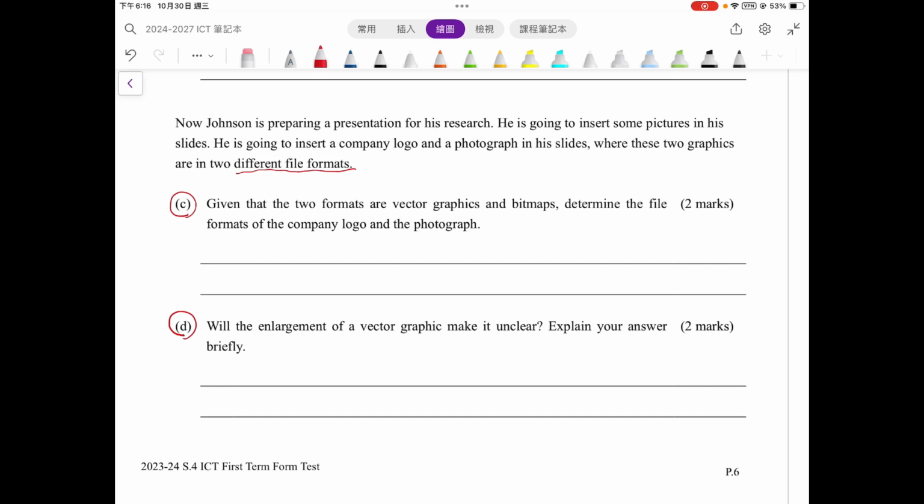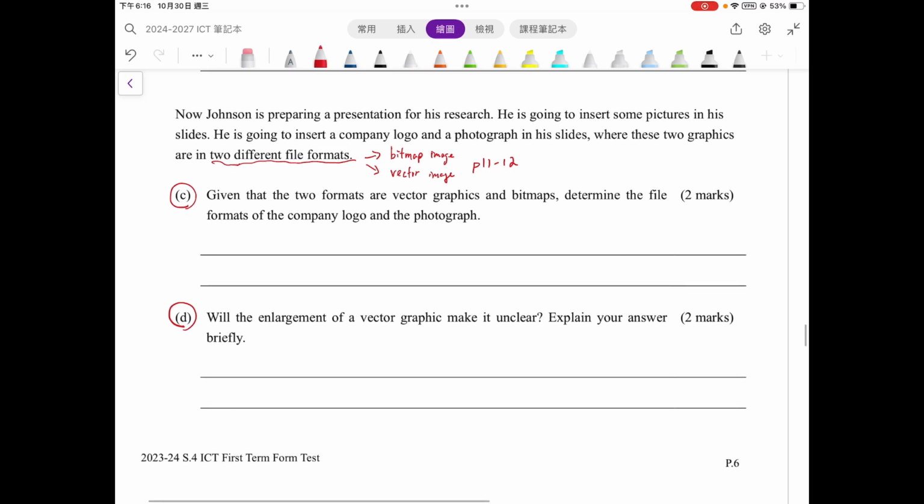So when you read through this question, they mention 2 different file formats for image. You should think about the 2 different types of image. So they are bitmap image and the vector image. So again, if you just refer to your book, they are all in page 11 to 12. So if you are working on this question, you can just refer to this page. So let's talk about question C first.